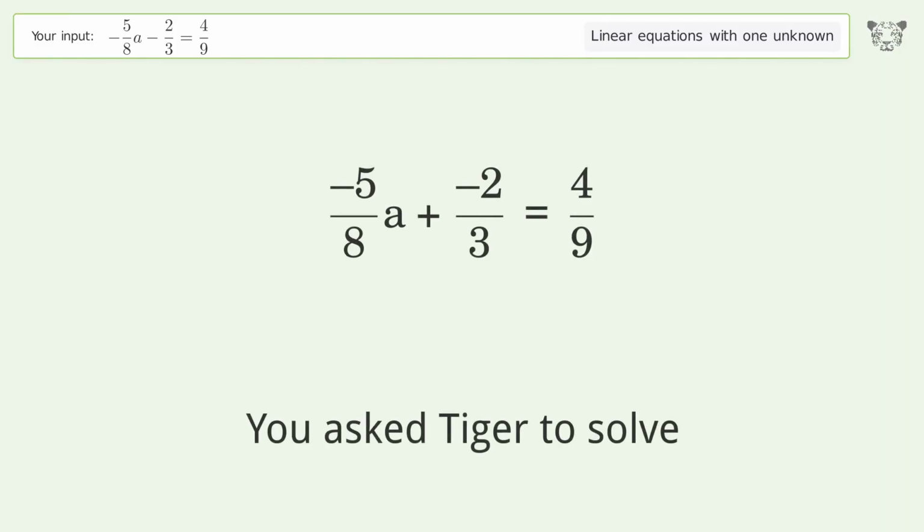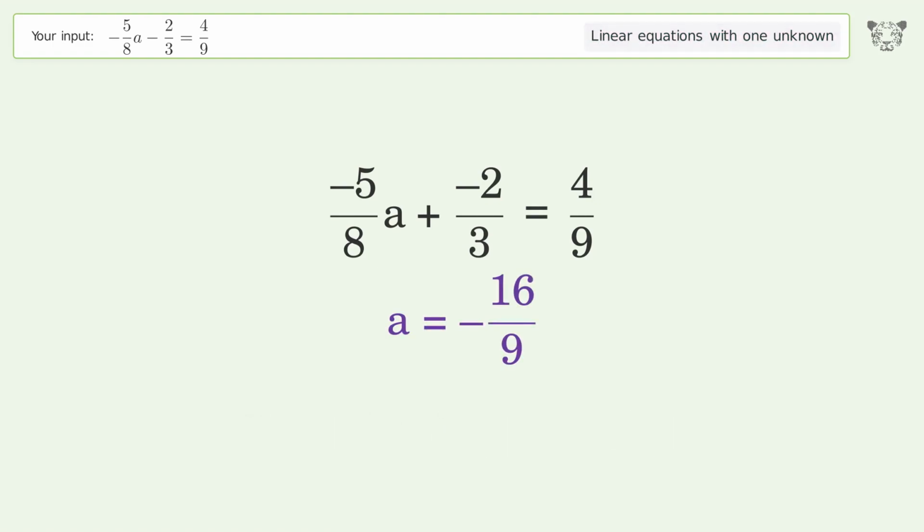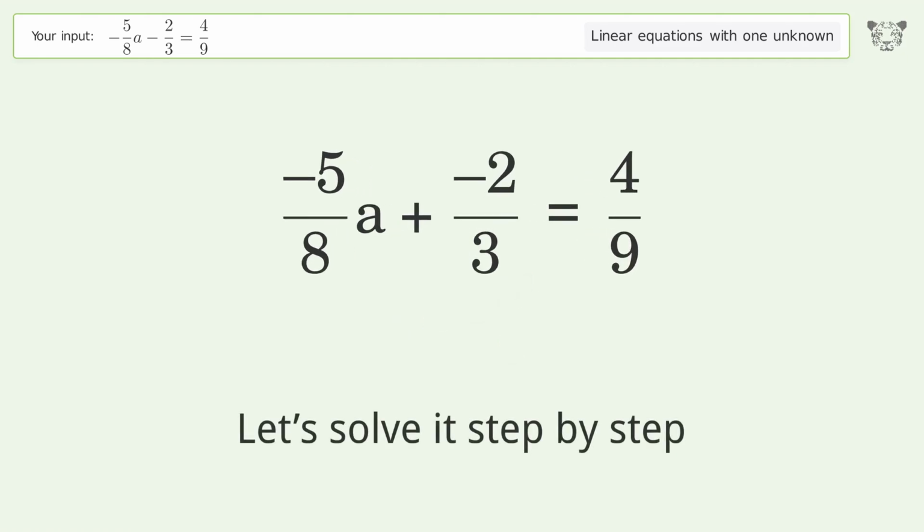You ask Tiger to solve. This deals with linear equations with one unknown. The final result is a equals -16/9. Let's solve it step by step.